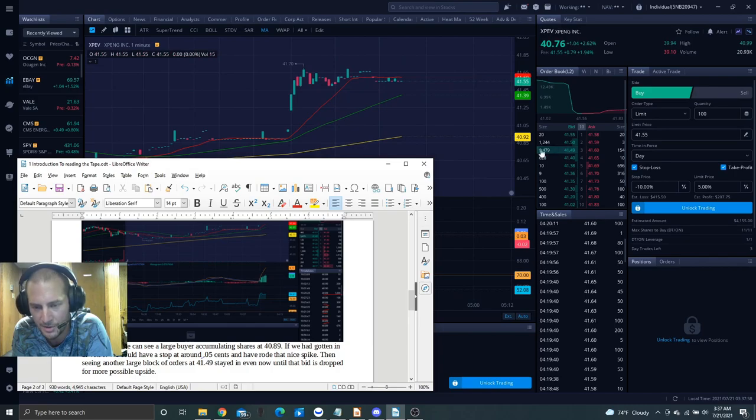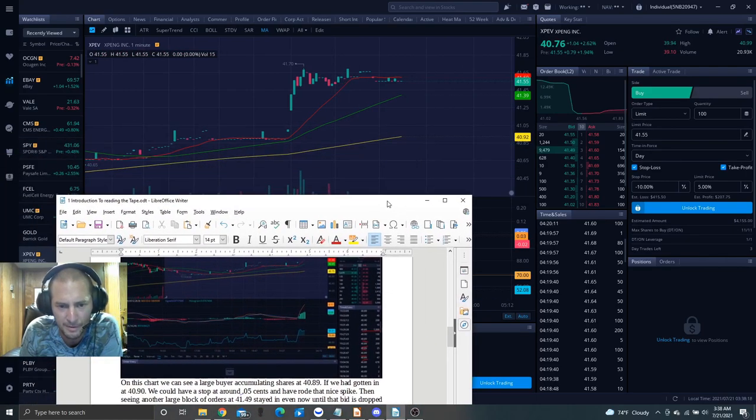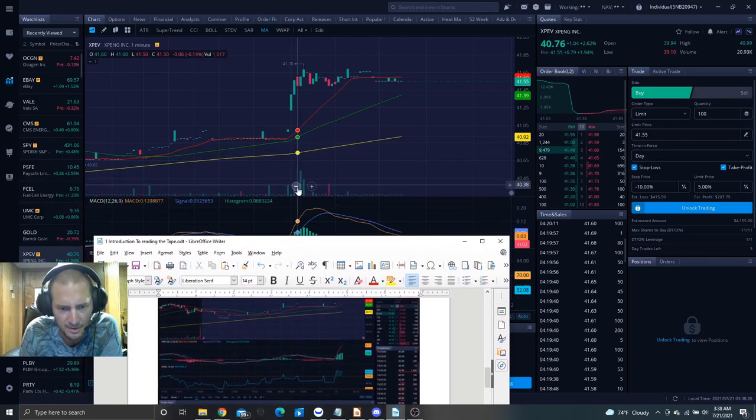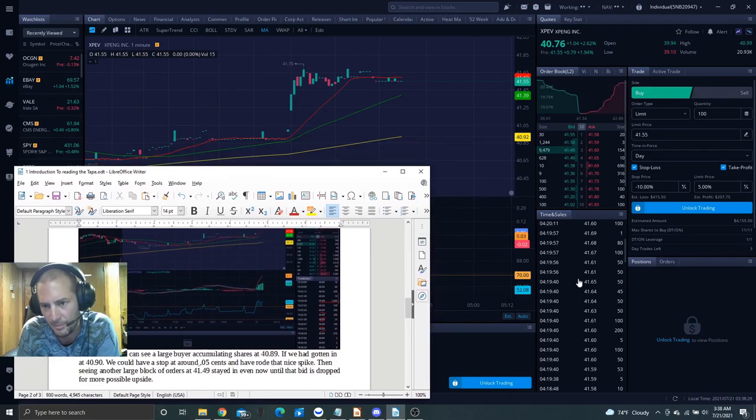41.49, right, where there's another big buyer just kind of resting here. So if you still want to stay in this, you could run your stop a couple of cents below this big buyer, and if that does break, then you can get out there, right? So it'll give you access to better risk to rewards and better entries. You can see here on your chart also that this volume is kind of picking up, where this big buyer is accumulating all of these shares. And this is the kind of thing that tape reading will show you.